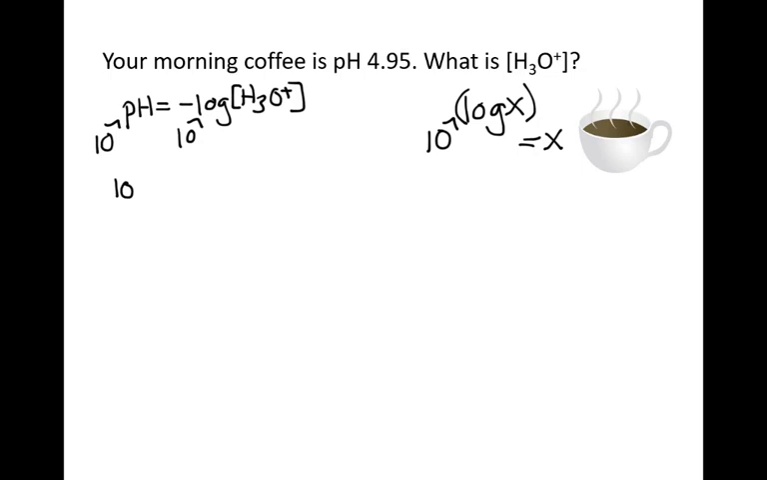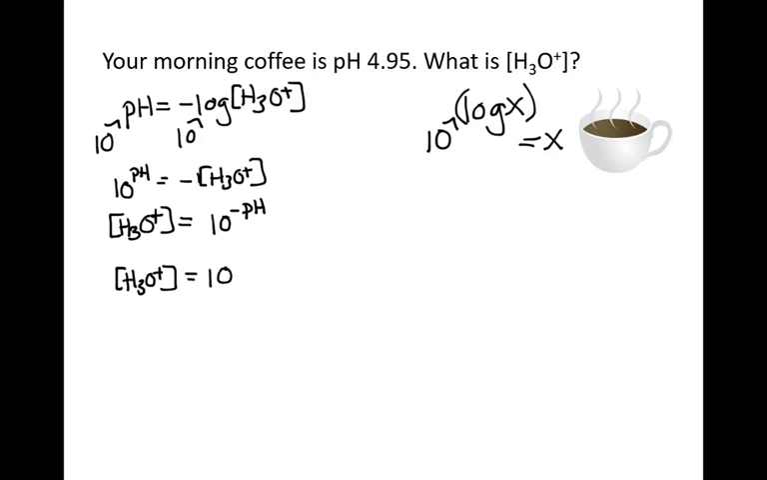Okay, so that's going to be 10 to the power of pH equals 10 to the power of negative log of the H3O plus concentration. And actually, it would be easier if we got H3O plus all by itself. So if we divide both sides by negative 1, then we actually end up with H3O plus equals 10 to the negative pH. All right, so here we can calculate H3O plus equals 10 to the negative 4.95, which, if we put that into our calculator, we get a value of 1.1 times 10 to the negative 5.